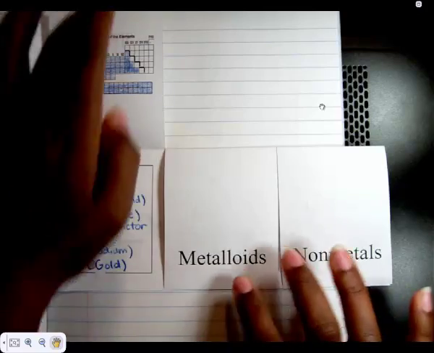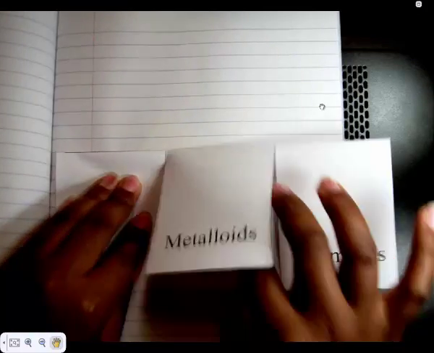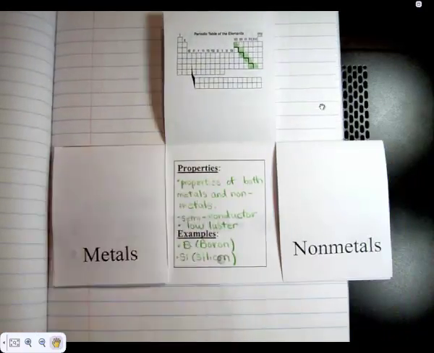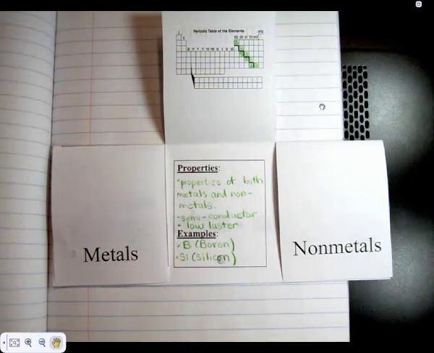Metalloids. These are the elements that are found along the zigzag line. They have properties of both metals and nonmetals. They are semiconductors and they have low luster. Two examples of metalloids are boron and silicon.